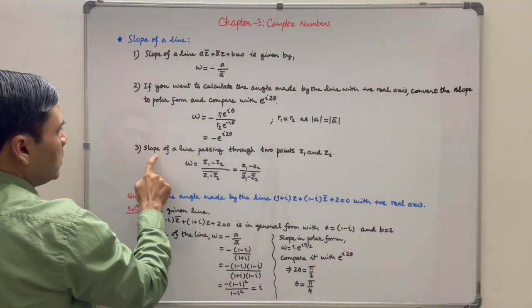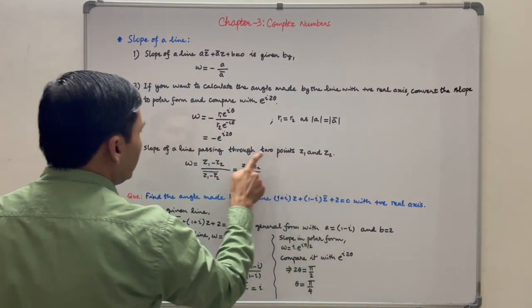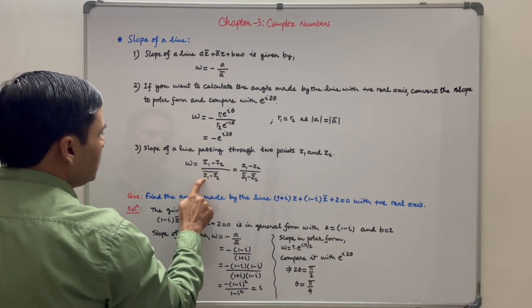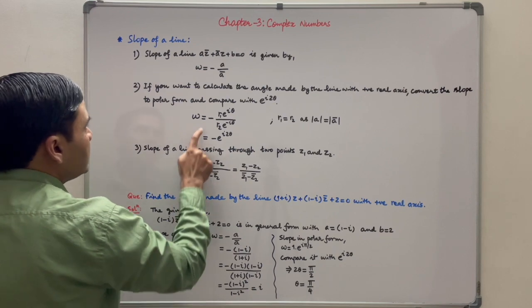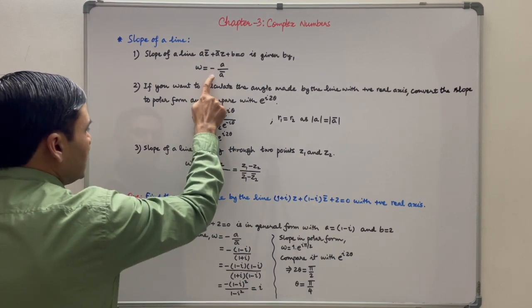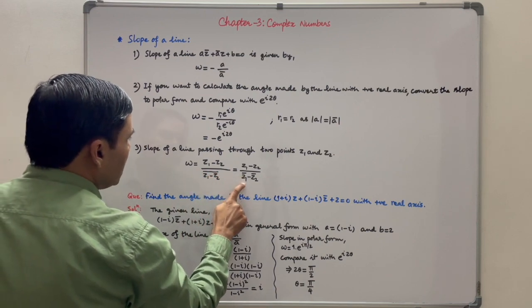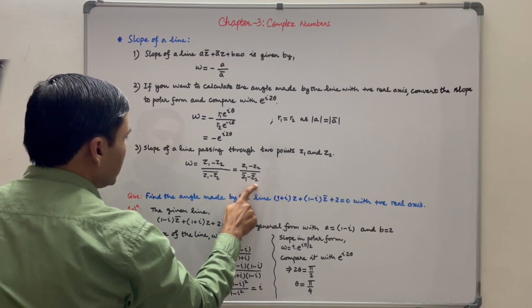Third point, slope of a line passing through 2 points z1 and z2 is given by omega is equal to (z1 minus z2) upon (z1 minus z2) whole bar. Again, slope is in same form as this. (z1 minus z2) whole bar can be written as z1 bar minus z2 bar using property of conjugate.